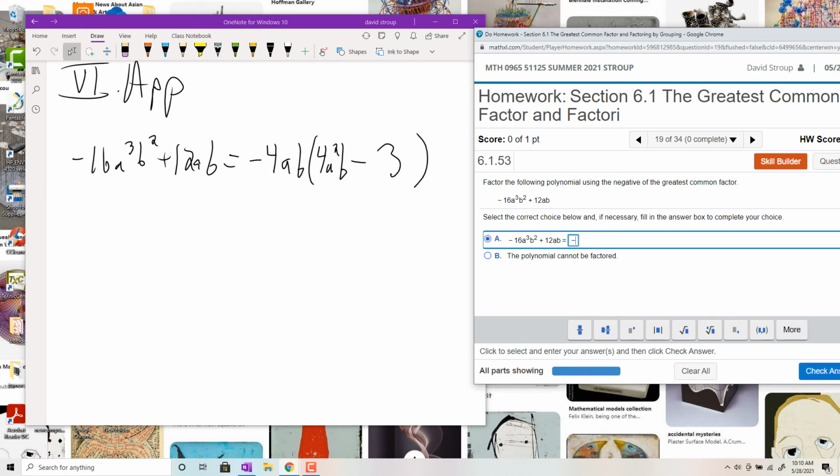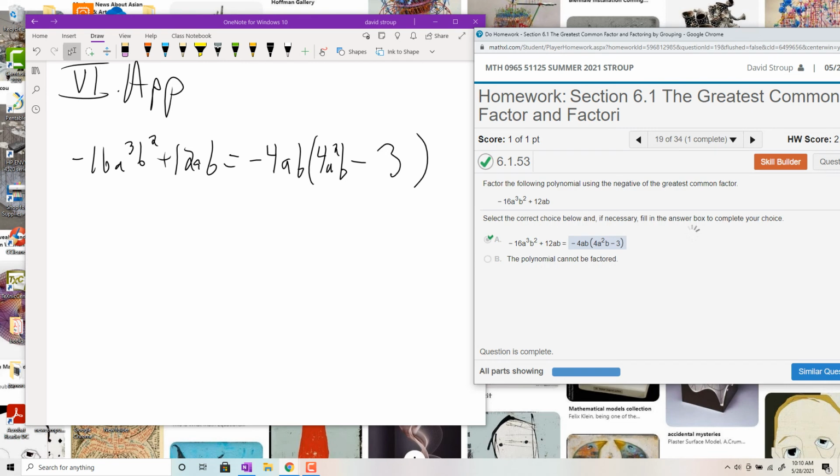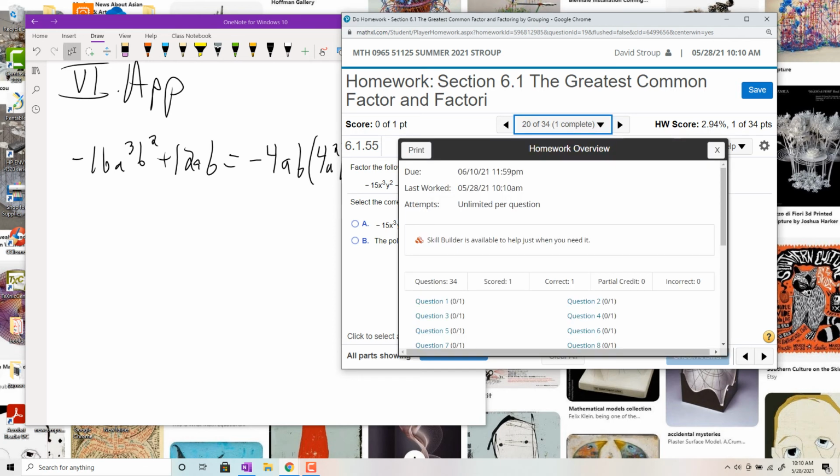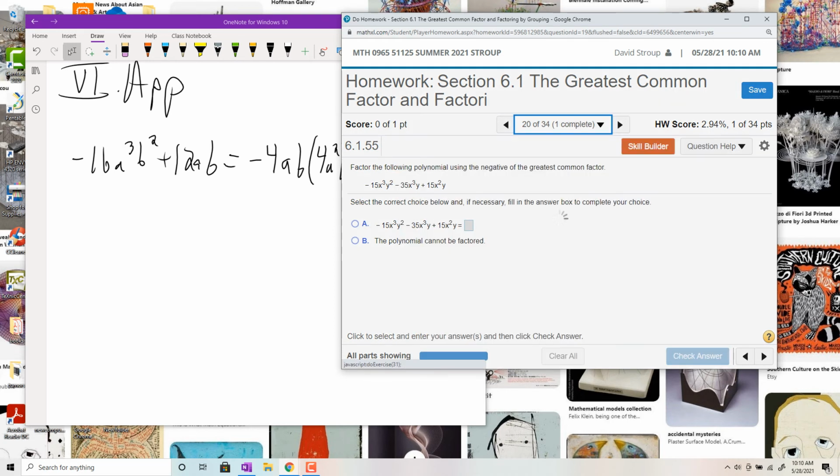So anyways, negative 4ab times 4a, and then I hit caret, and it gives me an exponent. So I can just do the typing, and then you have to arrow out of the exponent, and then minus 3, end parentheses, and check your answer. Yay! Okay, here's an even harder one. Okay, let's fast forward to the applications.